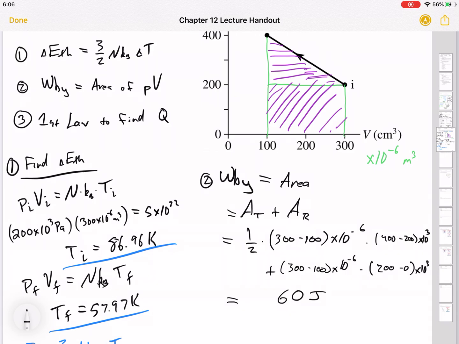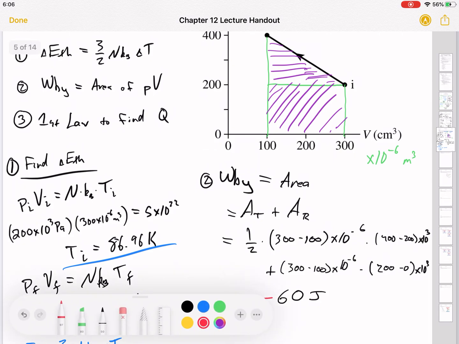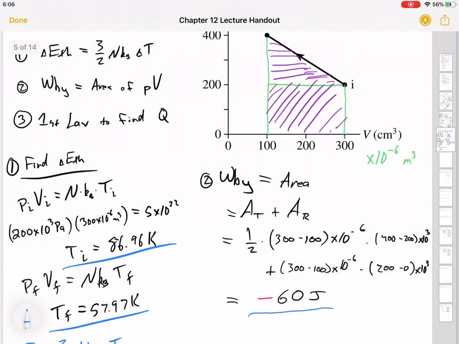But we're going backwards. Delta V is actually negative, so I should have been careful. Maybe I could have said 100 minus 300 for the volume change. But either way, if I just find the area, and remember when I'm going backwards, that area is negative. So let's underline that. Again, the way to conceptualize this is to say, if the gas is contracting, if delta V is negative, something is doing work on the gas. So the gas is doing negative work.